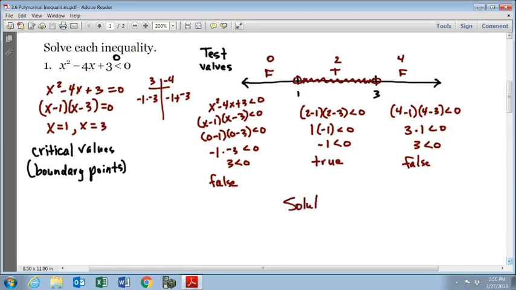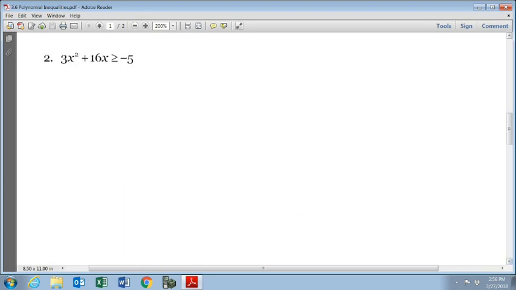So you can see our final solution is going to be the region between 1 and 3, or the interval between 1 and 3. And again, we're not counting 1 and 3 in our solution because there's no equal sign for this inequality. So our solutions are the numbers between 1 and 3. So basically, if you choose any number between 1 and 3 and you plug it into this inequality, you're going to get a true statement. You'll get something that's less than 0. All right, let's move on to number 2.